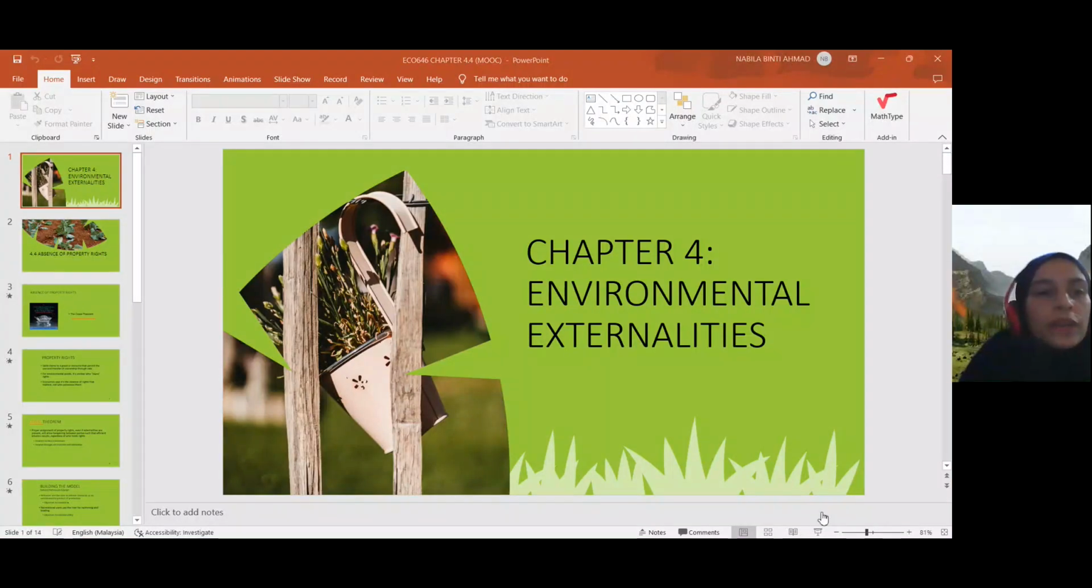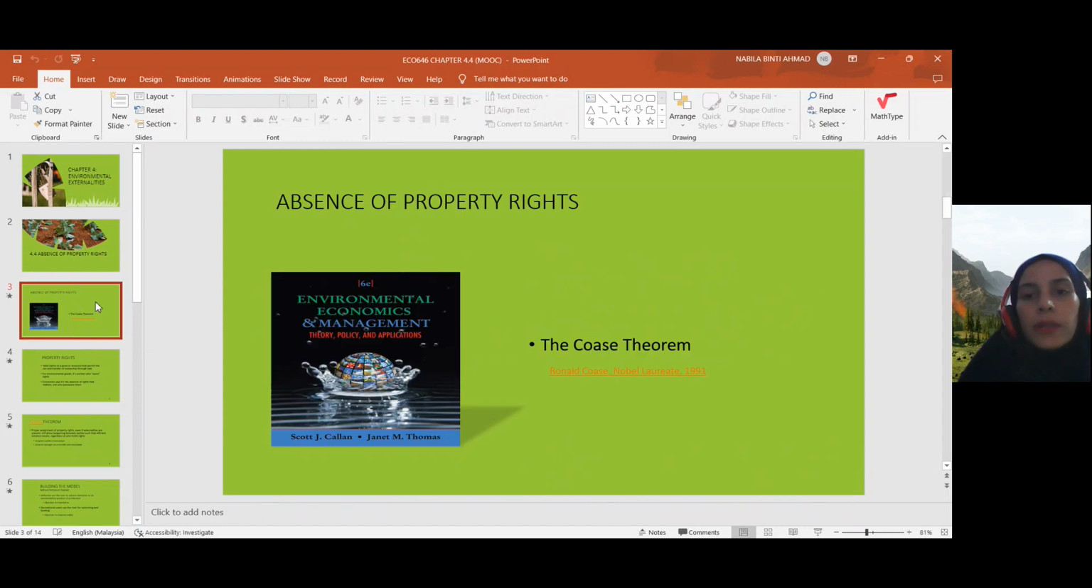Right, now we're going to look at 4.4, the absence of property rights. The property right that we are talking about is the Coase theorem, developed by Ronald Coase, Nobel laureate in 1991.